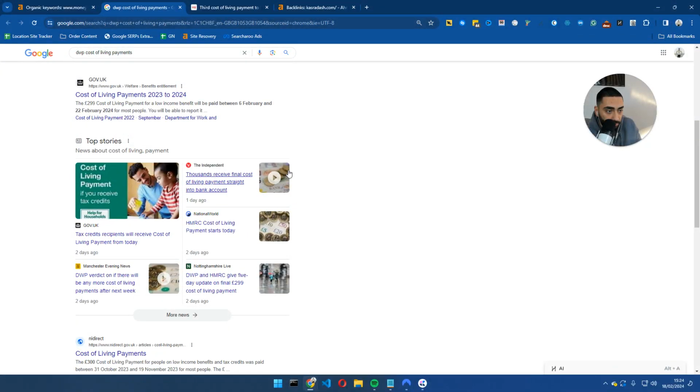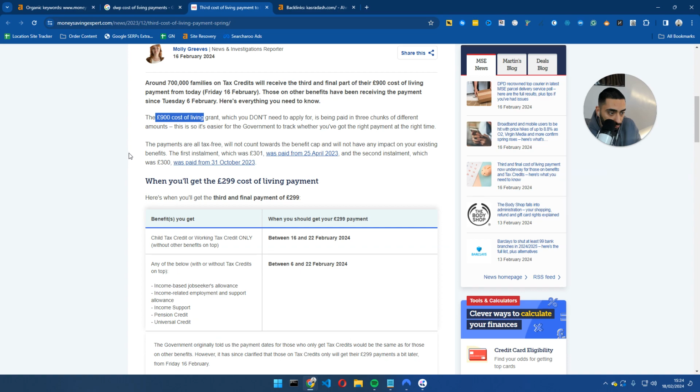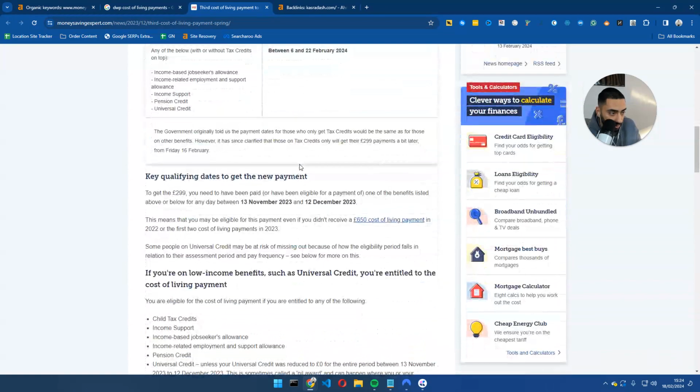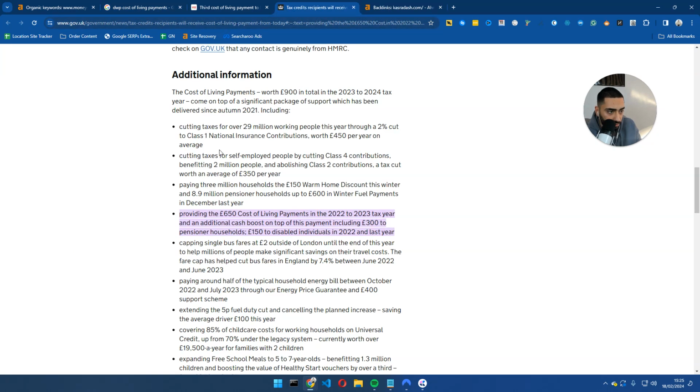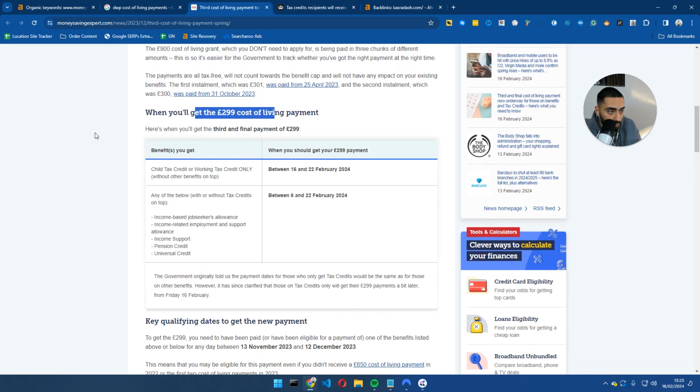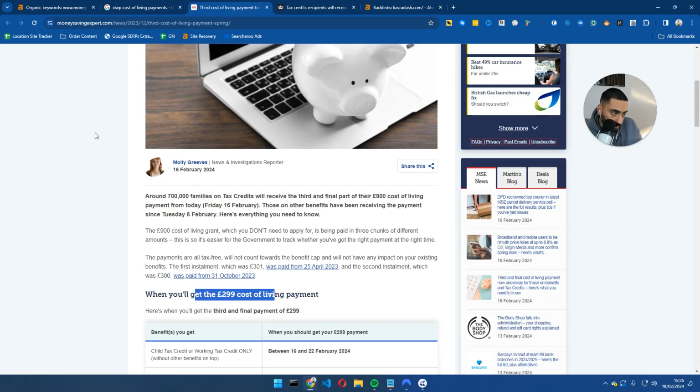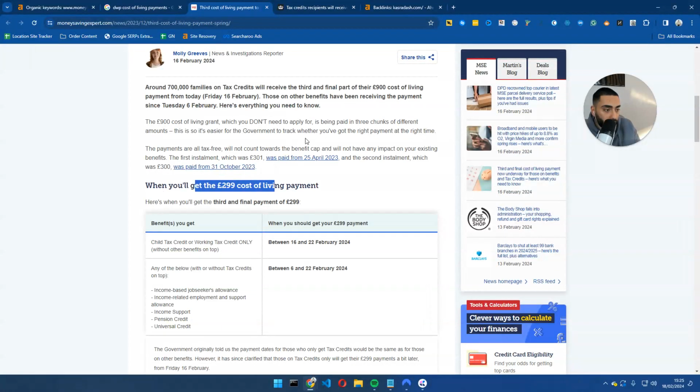So for example here, £299, right? So I'm going to assume when you get £299, let's take a look and see what is actually getting the featured snippet. Providing the £650 cost of living payments in 2022 to 2023. Cost of living payments. So one thing that's straight off the bat, they don't actually have a question and an answer where they are actually answering that.